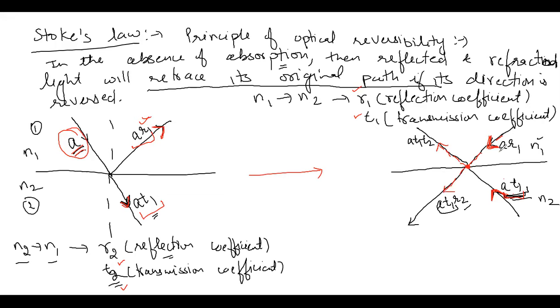Now if A times R1 is the incident amplitude and you are going from medium N1 to N2, and R1 is your reflection coefficient, then your reflected light would be A times R1 squared. Because this was incident, you multiply it by R1, which is your reflection coefficient.